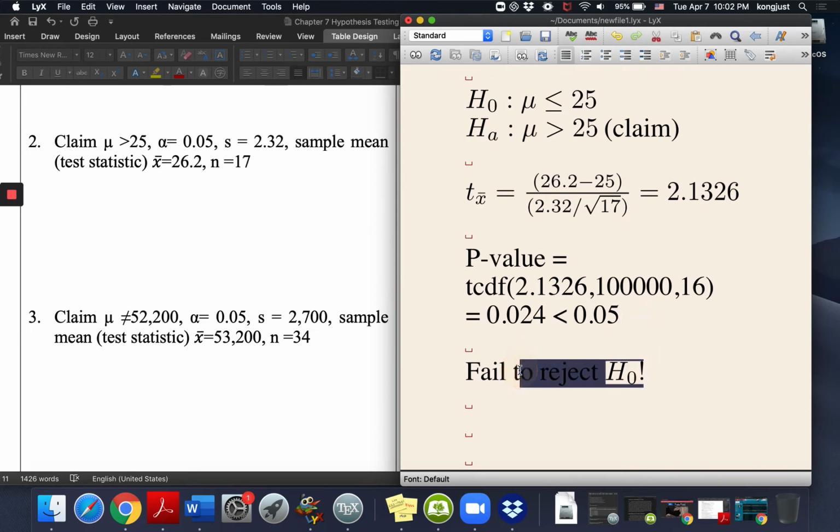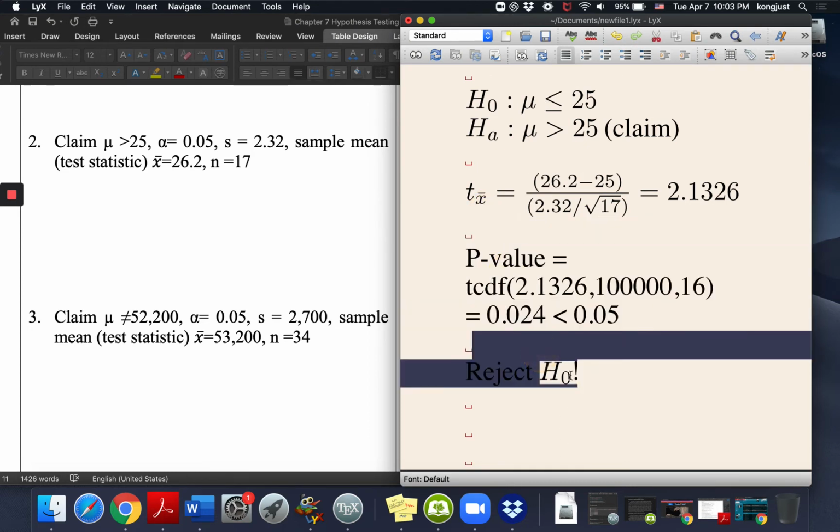That means this time I reject H naught. So this is the answer for number 2. Okay, the p-value is less than 0.05, my significance level. It's less than the significance level, so it means it's pretty unlikely that this is going to be the mean, 26.2, given that H naught was true. All right, that's number 2.